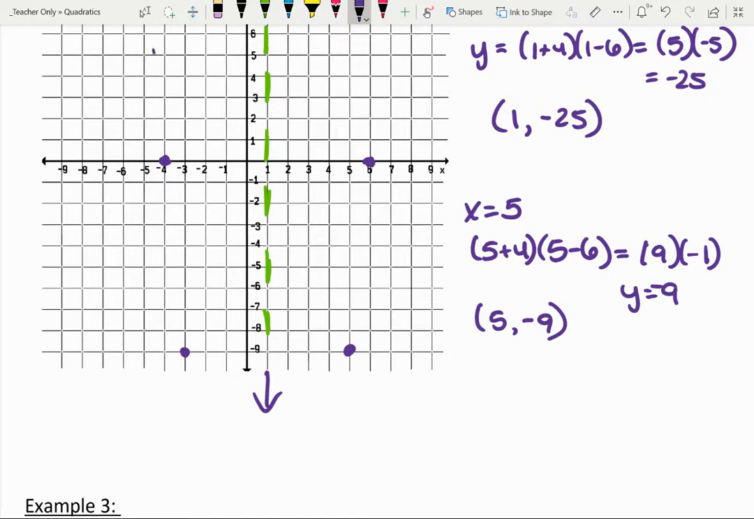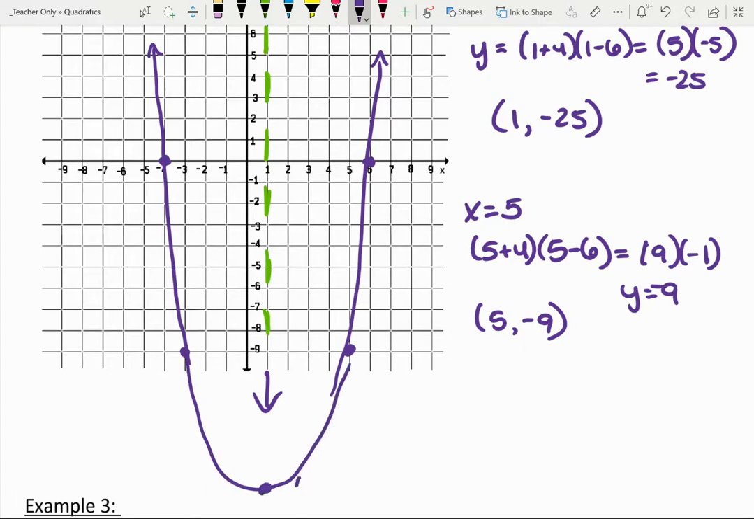So maybe this graph isn't the most satisfying picture here, but it lets us know in general kind of what's going on here. Maybe I'll just add this sketch so that I know that my vertex is at 1, negative 25.